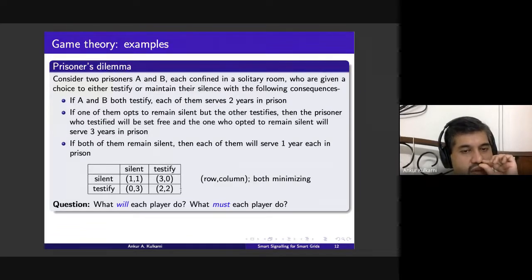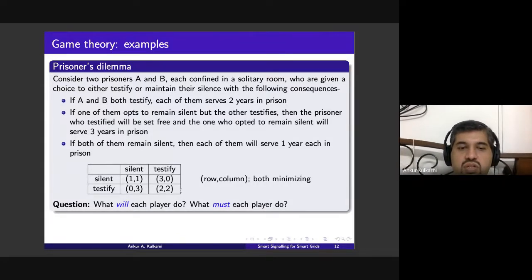So the question we want to ask in a game is what will each player do, and what must each player do. This is what we are trying to get clarity on. You can see that you cannot reason about these two prisoners independently, because what they choose to do depends also on what the other prisoner is doing. This leads to a complication where you cannot decouple these two players.